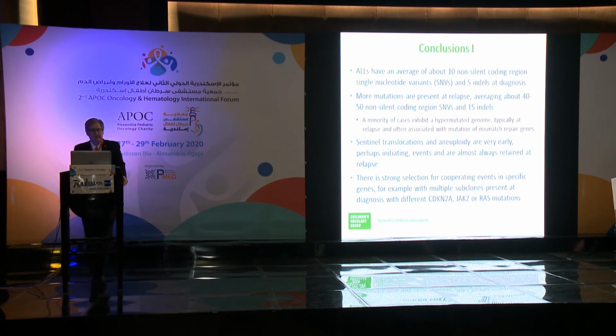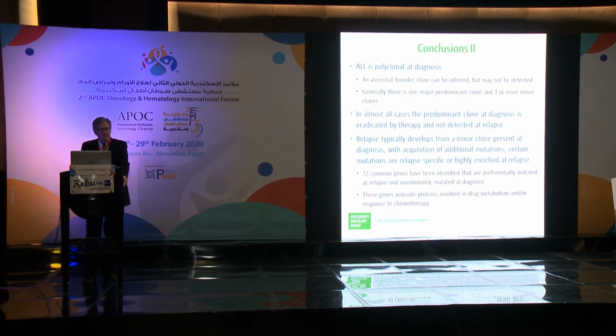First of all, ALLs have about 10 non-silent coding mutations, single nucleotide variants, or SNVs, and 5 insertion deletions, or indels, at diagnosis. More mutations are present at relapse, averaging about 40 to 50, and a minority of cases exhibit a hypermutated genome at relapse, almost always at relapse, occasionally at initial diagnosis, and this is often associated with acquisition of a mutation in a mismatch repair gene. The sentinel translocations and the aneuploidy, so hyperdiploidy and hypodiploidy, are very early and perhaps initiating events that are almost always retained at relapse. And interestingly, there's a strong selection for cooperating events in specific genes, for example, with multiple subclones present at diagnosis with different mutations in CDKN2A, JAK2, or RAS.